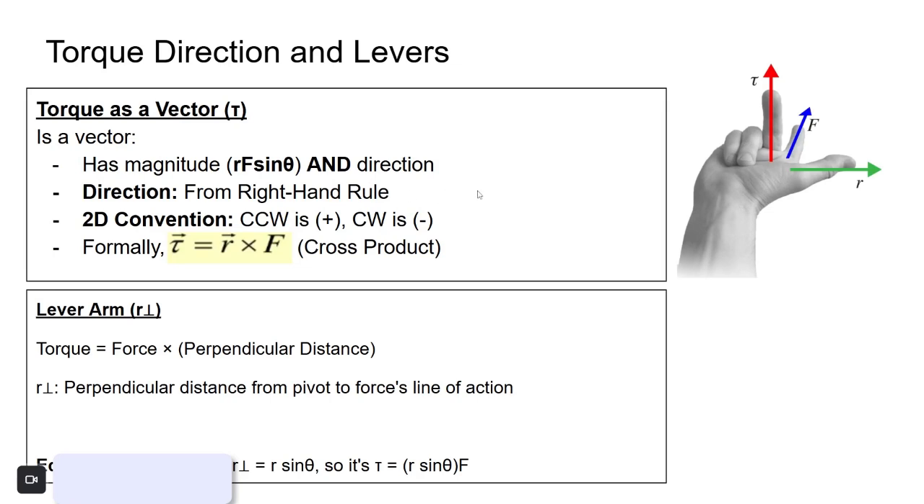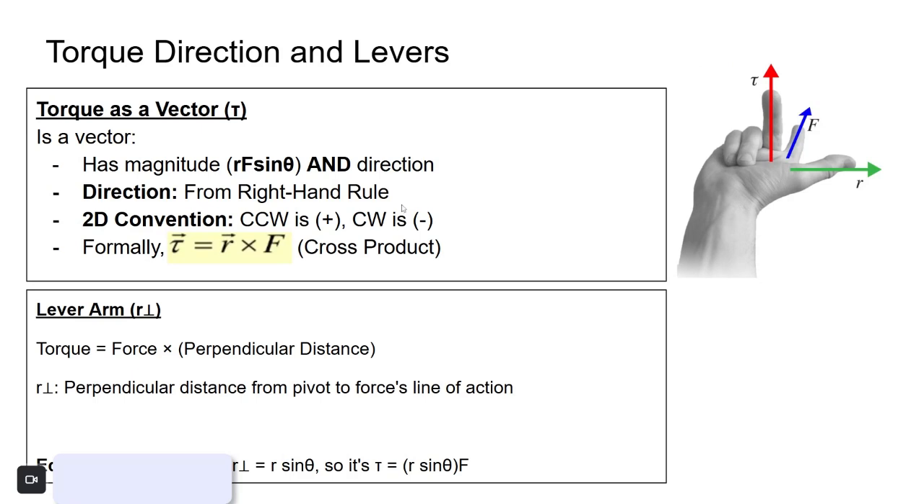If you curl the fingers of your right hand in the direction that the object would tend to rotate because of the torque, your middle finger points in the direction of the torque itself, which is usually along the axis of rotation. Take a look at the diagram at right. As you notice, the middle finger here is pointing in the direction of the torque vector.